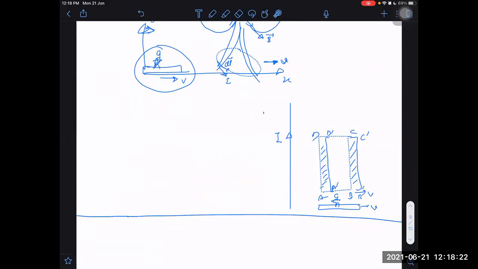In the frame of the observer, the loop will not move. Yes, not moving. Then due to what will the flux be changing? The flux is changing because the distance of the wire from it is changing. The wire is moving with respect to the person in the backward direction, right? So it is the same thing only. It will be causing the change in flux.